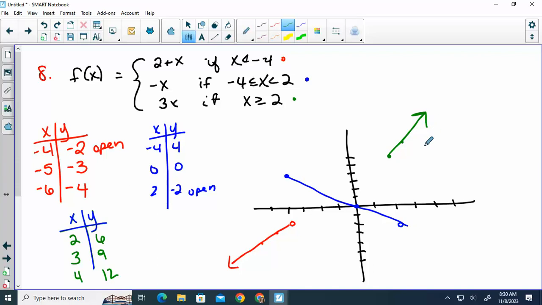Make sure you check at the end. These are supposed to be functions. It was f of x equals, so we know it's a function. So that means it has to pass the vertical line test. If it does not, then you have a mistake. Okay.